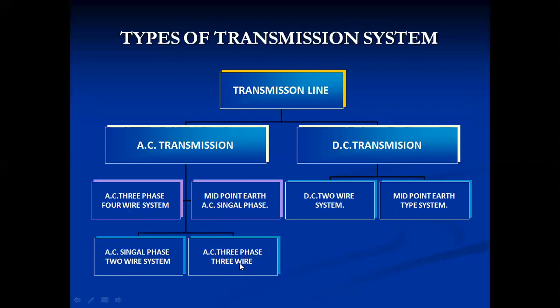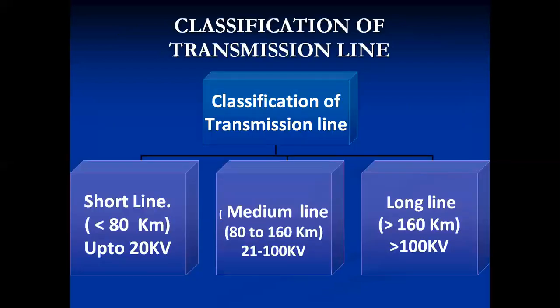The AC three-phase three-wire system is a delta connection. The three-phase four-wire system is the star connection. In DC transmission, we have the DC two-wire system or the midpoint earth type system. So these are the types of transmission systems. The detailed classification of transmission lines you students have already studied in power systems. Further classification of transmission lines is based on length in kilometers and voltage: short line, medium line and long line.